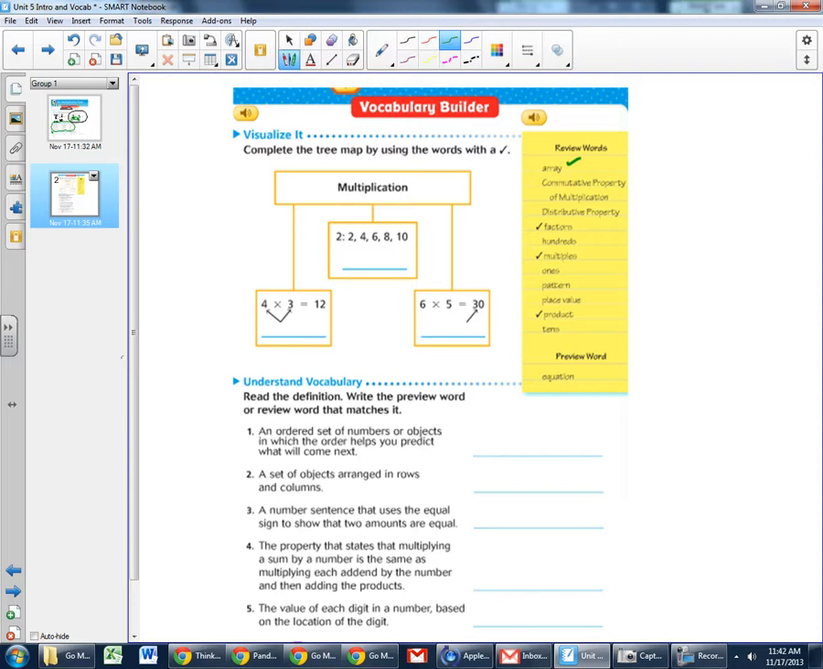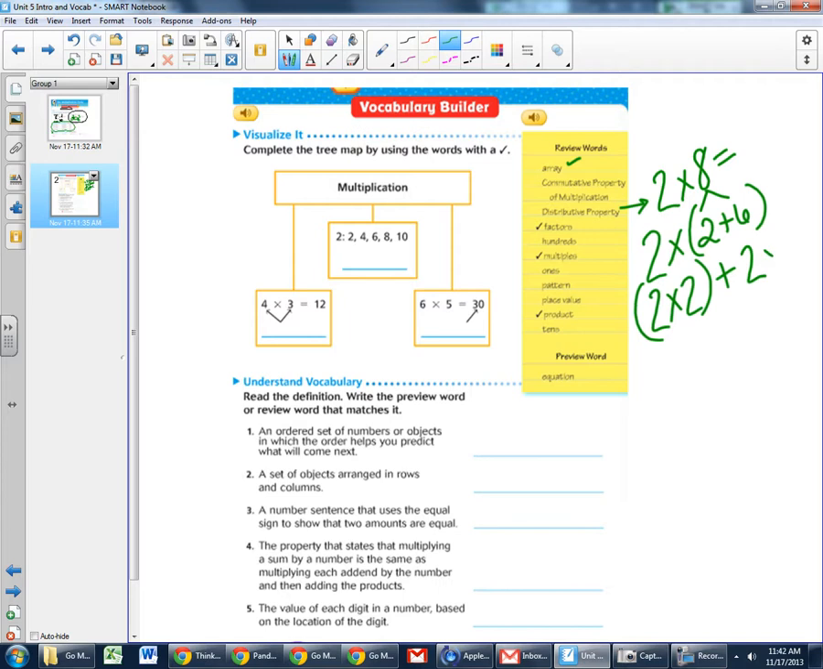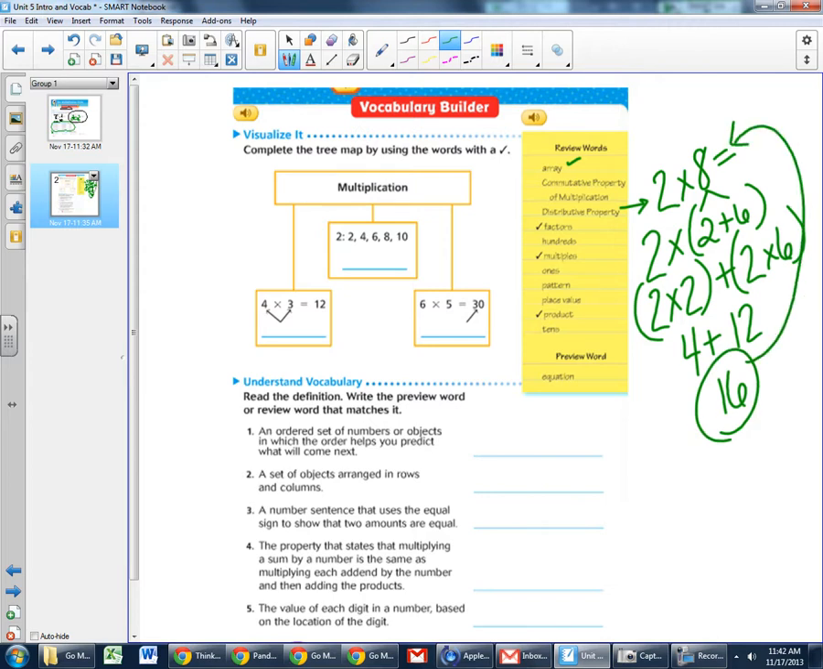The distributive property is to multiply each addend by the number and add the products. So if you have 2 times 8, that is the same as breaking the 8 apart into 2 plus 6, and then taking 2 times 2 plus 2 times 6. So you get 2 times 2 is 4, plus 2 times 6 is 12, 4 plus 12 is 16, which is the answer to 2 times 8.